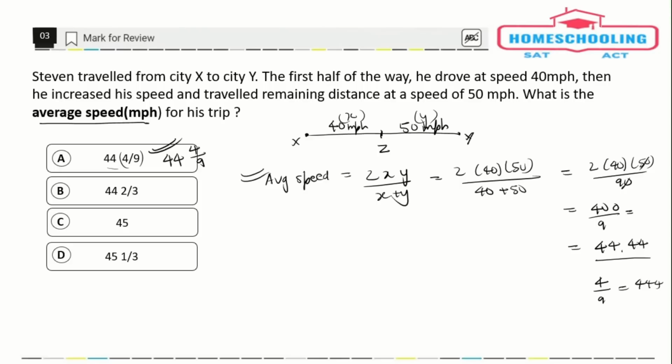Now let's move on to, so this is your answer. So 44/9 is your answer. Now let's move on to the next question.